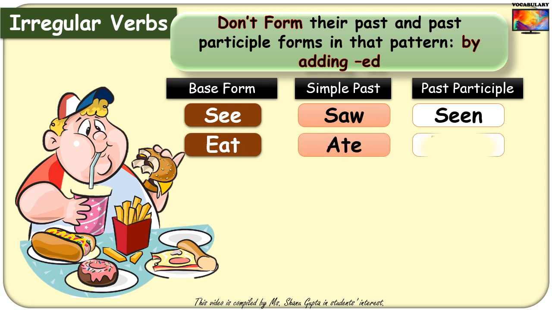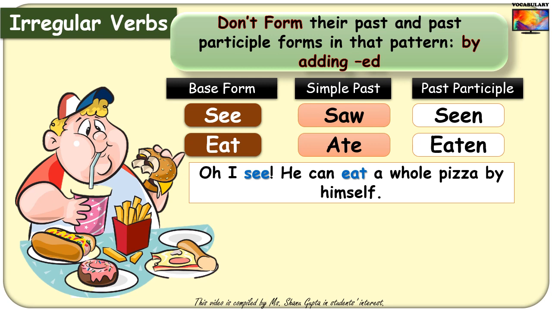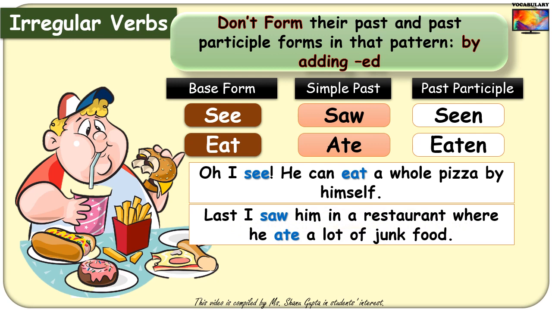To illustrate these verbs, let's visualize a fat boy eating a lot of junk food. In simple present tense, oh, I see, he can eat a whole pizza by himself. Verbs see and eat are in simple present tense. In simple past tense, last time I saw him in a restaurant where he ate a lot of junk food. Verbs saw and ate are in simple past tense.